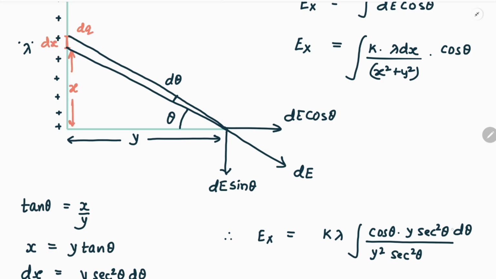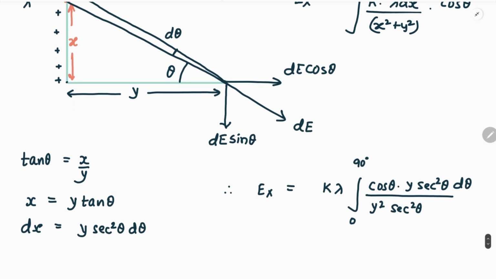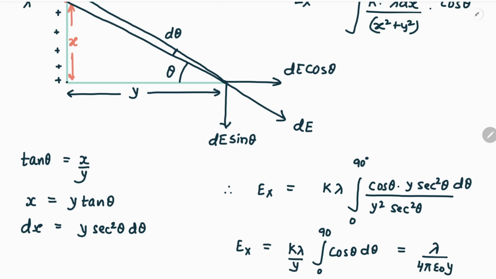If we talk in terms of angle, then the angle at the base is going to be 0 degrees, and at the farther end it is going to be 90 degrees. So the angle subtends from 0 to 90 degrees. This is the expression that we have, and we are left with k lambda by y integration of cos theta d theta from 0 to 90 degrees, and this turns out to be k lambda by y, or lambda upon 4 pi epsilon naught y.